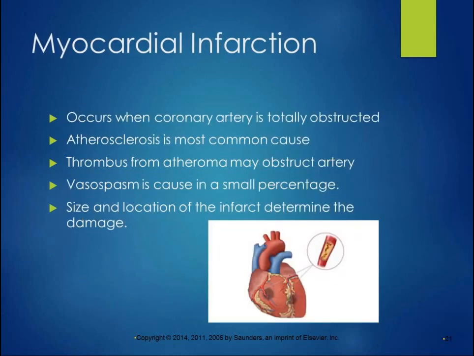So the myocardial infarction, otherwise known as a heart attack, occurs when a coronary artery is totally obstructed. The most common cause of myocardial infarction is atherosclerosis. A thrombus from an atheroma might obstruct an artery. So that atheroma, that plaque, it attracts clots, and the clot may break off and obstruct a smaller artery.